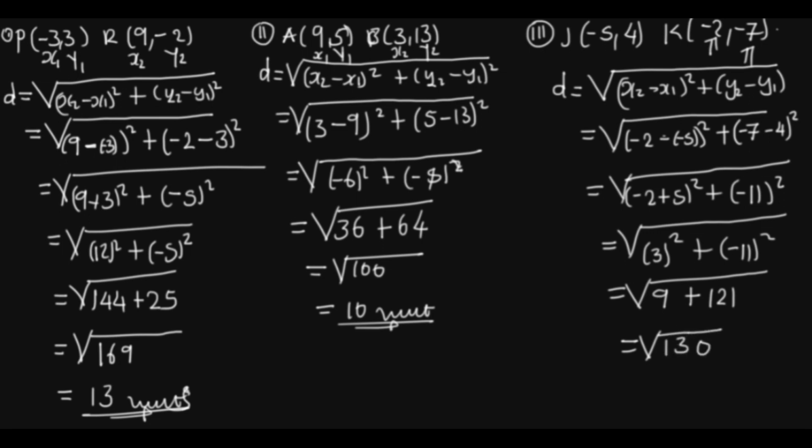If you are dealing with mathematics where calculators are not allowed, you can just leave your answer here. You can just say the square root of 130, because 130 has no perfect square factor, so you can leave it there. But if calculators are allowed, then you can find the square root of 130.